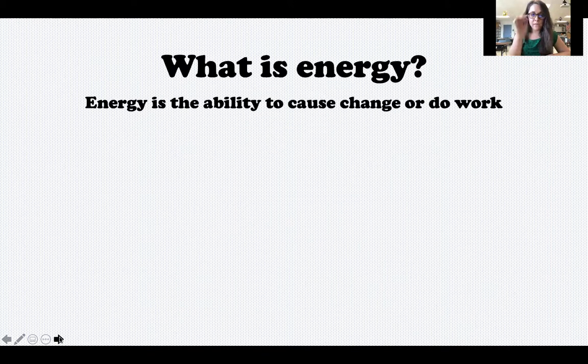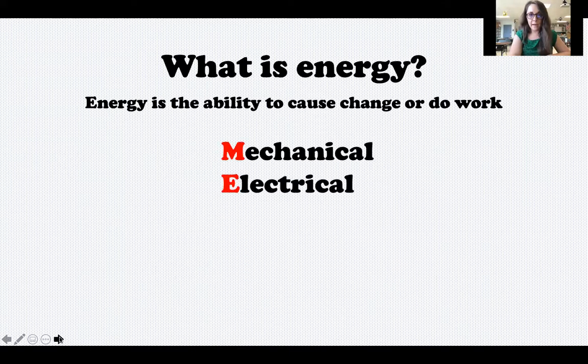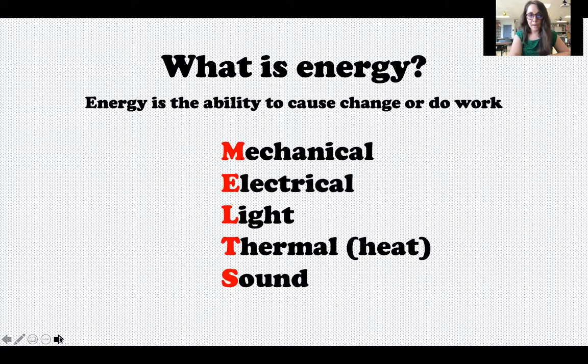Remember that energy is the ability to cause change or do work. And I gave you this acronym of the word MELTS. Each letter is the first letter of a form of energy that we are going to be talking about over the next couple weeks. Last week, we talked about mechanical energy, which hopefully you remember is the energy of motion or movement. We'll be talking about electrical, light, thermal, which is heat, and then this week we're talking about sound.